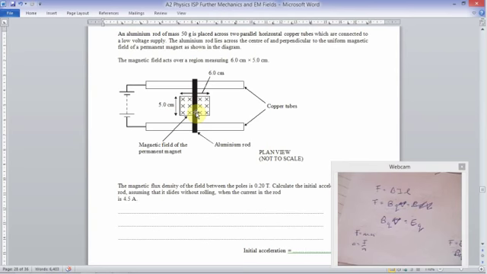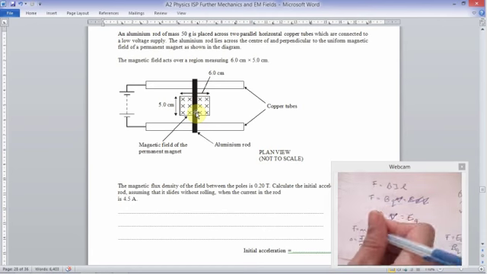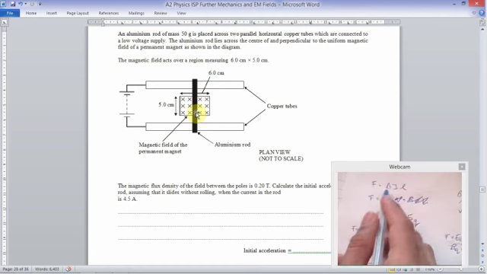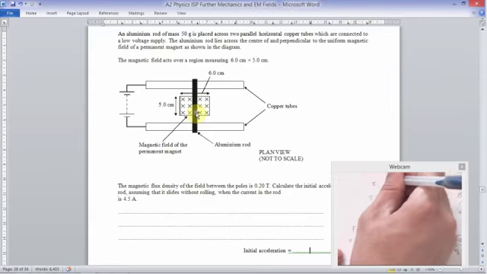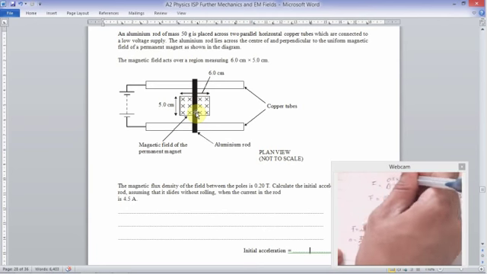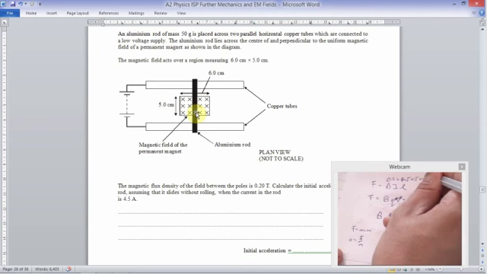Let me guide you through that carefully then. F equals BIL to begin with. Our B is going to be 0.2. Our current is going to be 4.5. And our length is going to be 5 centimeters, that's 5 times 10 to the minus 2. So that ends up with 4.5 times 10 to the minus 2 is what you end up with from that. That is the size of our force.